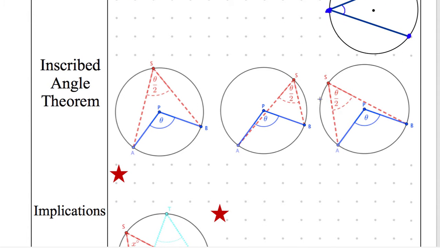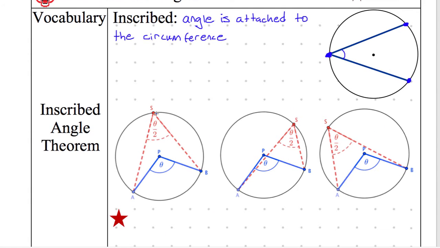All right, so let's talk about the inscribed angle theorem. So if I have a central angle and an inscribed angle both attached to points A, B, then this inscribed angle is half of this central angle. So, can you scroll up just a tad bit? Just a tad bit.